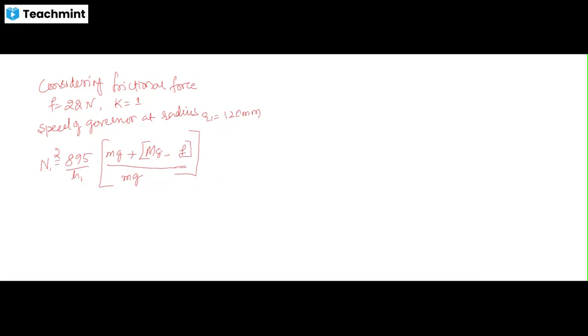For n1 you take a minus sign. So what happens here, due to the low speed, the mass of the sleeve tries to come down, but frictional force is going to act in upward direction. Clear? Yes, sir. That is why you take a minus sign. Now let us substitute all values.